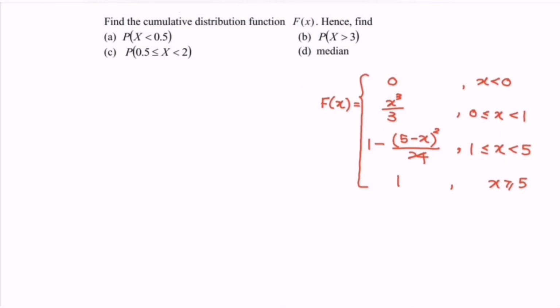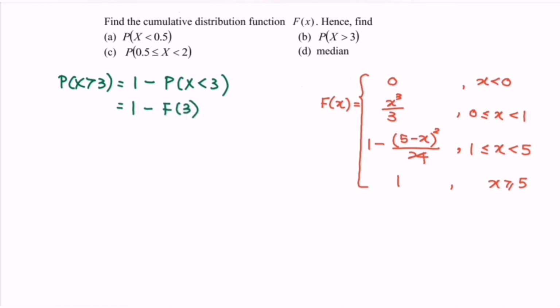B, probability that x is greater than 3. So by referring to the situation, what we have to do is to modify the situation, where we have 1 minus P(x is less than 3). Because based on the cumulative distribution function, what we have is to accumulate the situation from left to the right. So we can express the situation as 1 minus F(3).